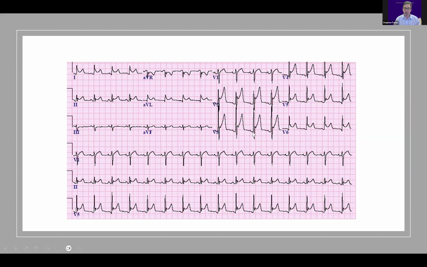Do you see how the PR interval is much lower than this TP segment? Okay. So again, that's why you don't use the PR interval as the baseline. This is the baseline when everything is electrically quiet. So there's PR depression.